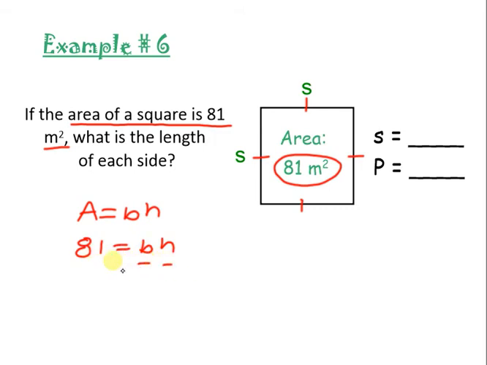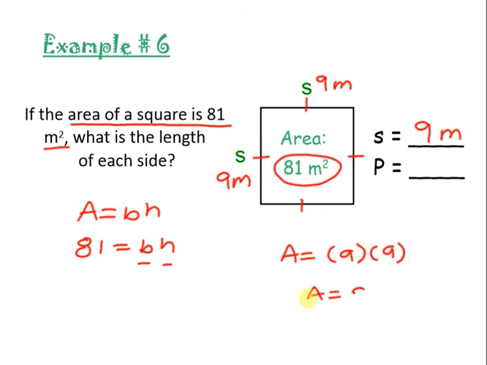But I know it's a square, so I know that the sides are exactly the same. So what number times itself would give me 81? Well, 9. 9 times 9 is 81. So I know that each side needs to be 9 meters, because if I did 9 times 9, I would get an area of 81. So if each side is 9, what's the perimeter?